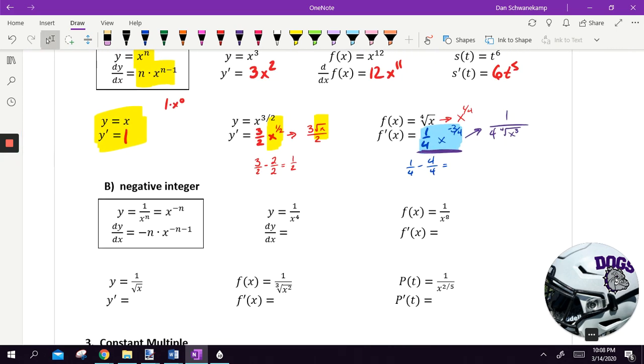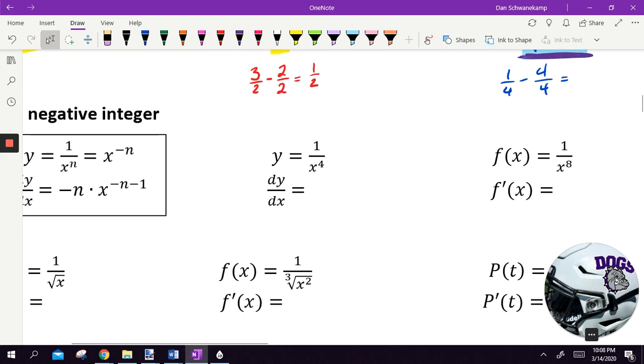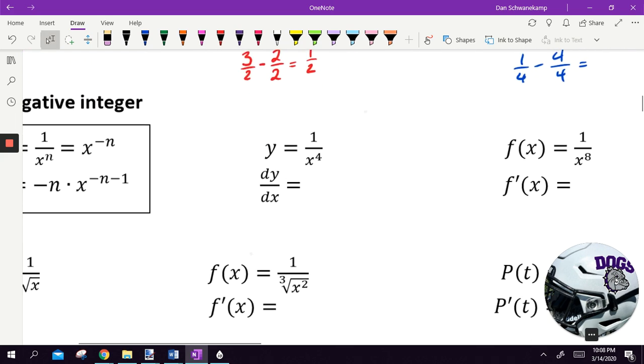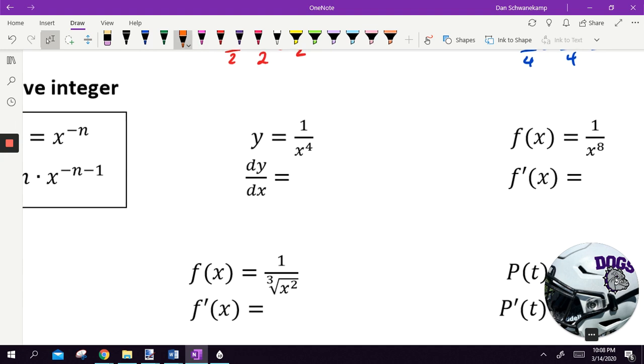Next thing, negative integers, nothing really changes. We don't like fractions, and we don't like x on the bottom of fractions in calculus. So if you see something like 1 over x to the 4th, be like, oh yeah, that's x to the negative 4th power. And then once you have that, we're going to do the same thing we've been doing. Multiply by my exponent, subtract 1 from my exponent. So if it's negative 4 and you subtract 1, my new exponent is going to be negative 5.